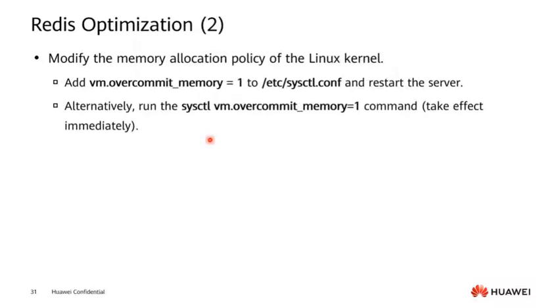Therefore, the memory allocation policy should be set to 1, indicating that the kernel allows all physical memory to be allocated regardless of the current memory status. We can add vm.overcommit_memory=1 to the system configuration file sysctl.conf and restart the server. Or run the sysctl vm.overcommit_memory=1 command to modify the memory allocation policy.